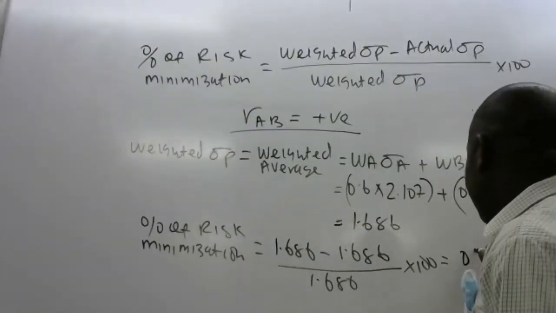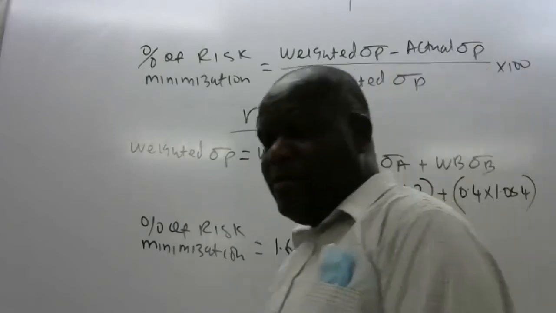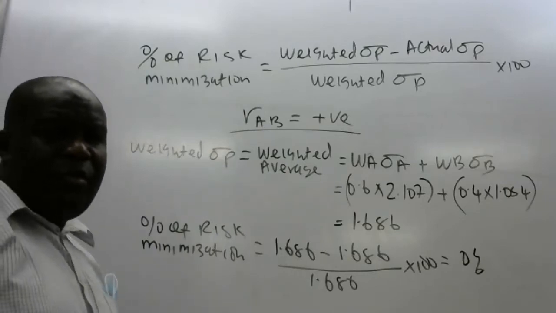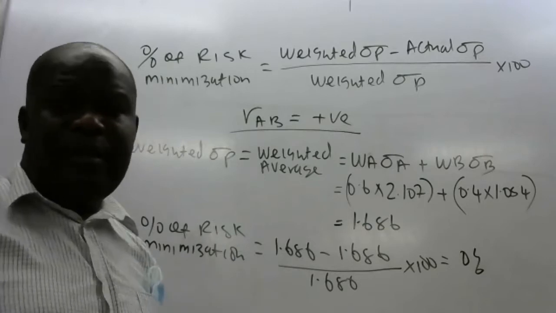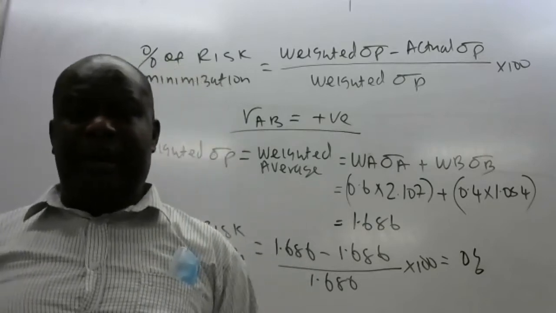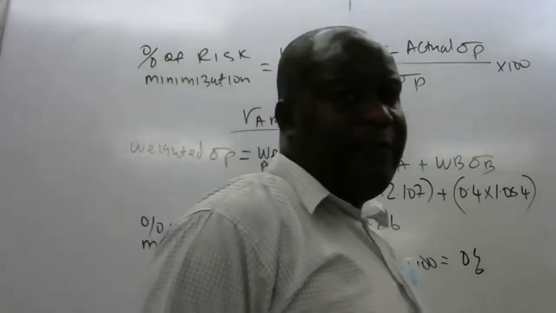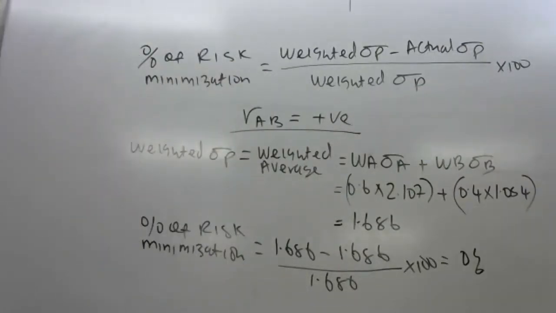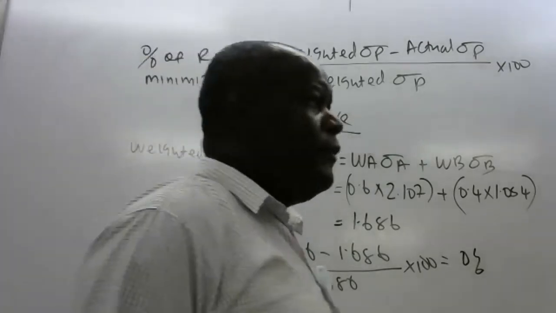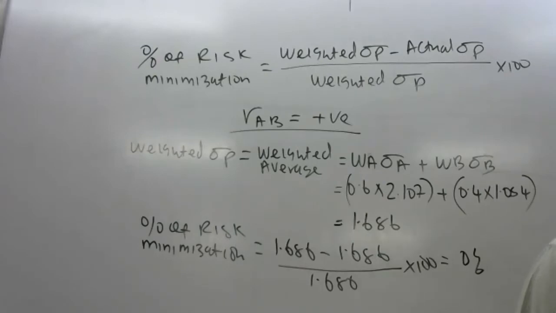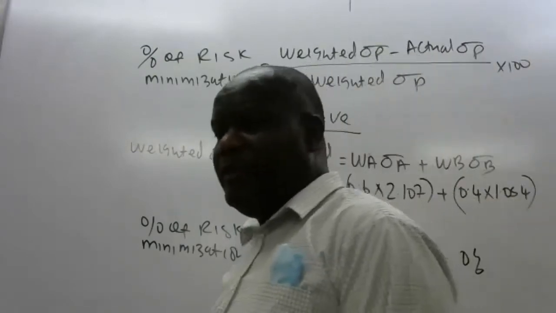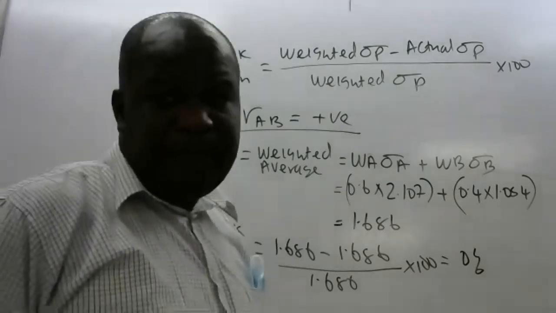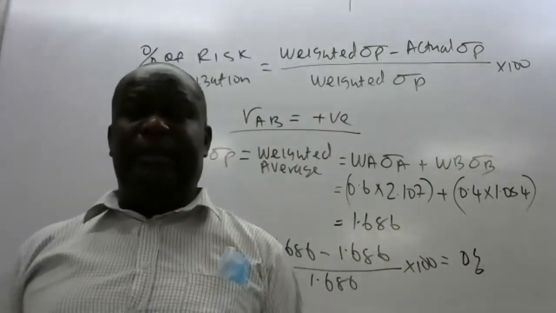So you want to comment about that information. We can comment that if security A and B are combined to form the portfolio, then there will be zero risk minimization. That's basically what we mean.